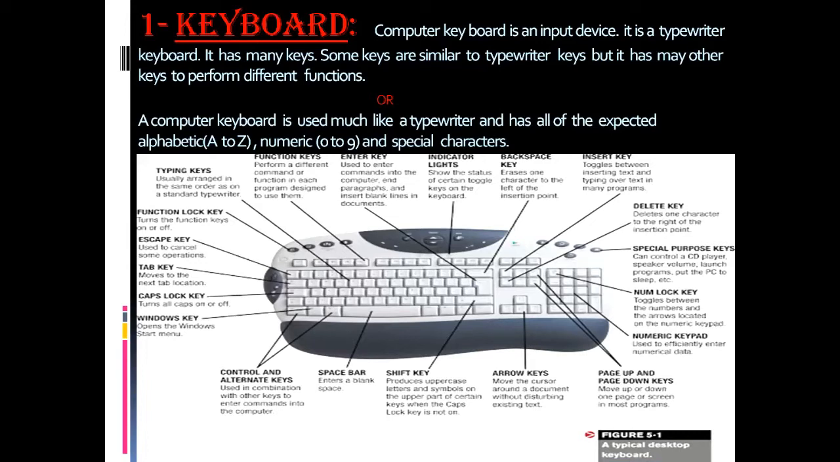Keys are arranged like those of the typewriter, but there are also some extra keys and particular key combinations that help us give an instruction to the computer. The keyboard is used much like a typewriter and has all of the expected alphabets A to Z, numeric 0 to 9, and special characters. Keyboard is a primary text input device.